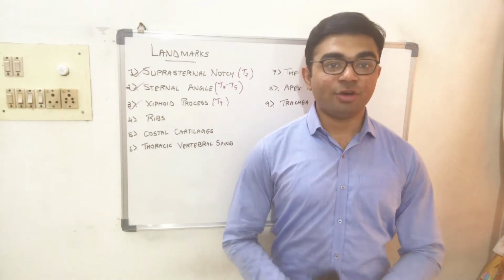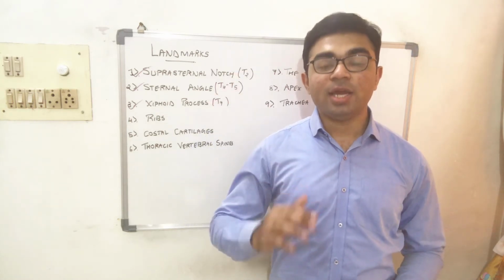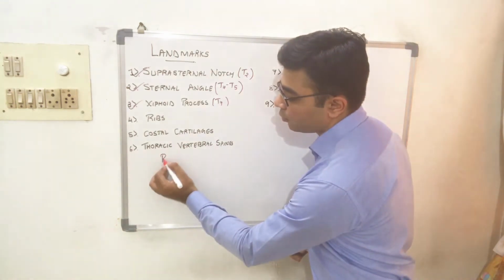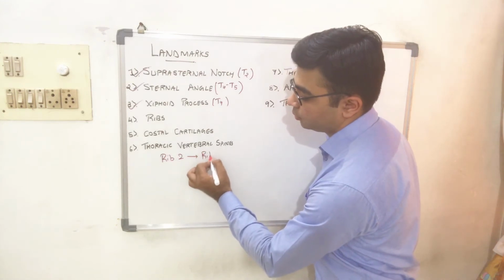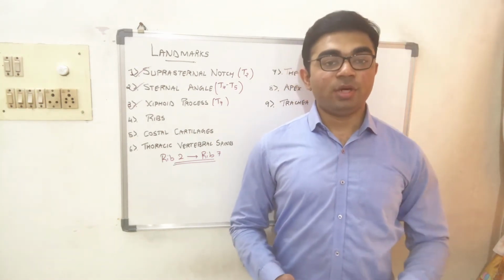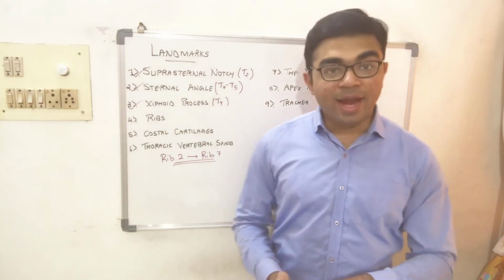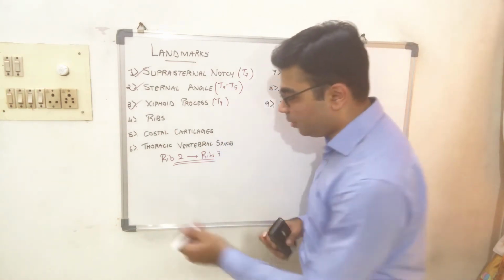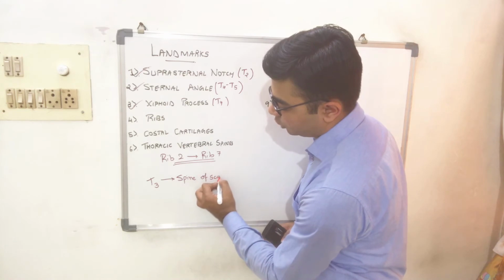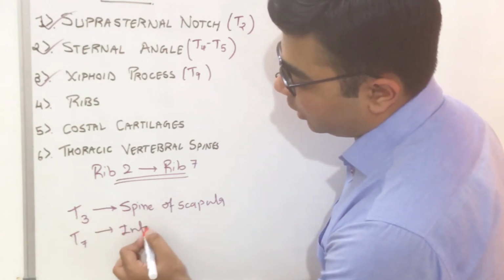In these 12 thoracic vertebrae, the posterolateral part of the thorax is covered by the scapula. So we must remember how many ribs are covered by the scapula: rib number 2 to 7. Ribs 2 to 7 are covered by the anterior surface of the scapula and the posterolateral surface of the thorax. Another thing we need to remember is that the third thoracic vertebra, T3, comes at the level of the spine of the scapula, and the 7th thoracic vertebra comes at the inferior angle of the scapula.